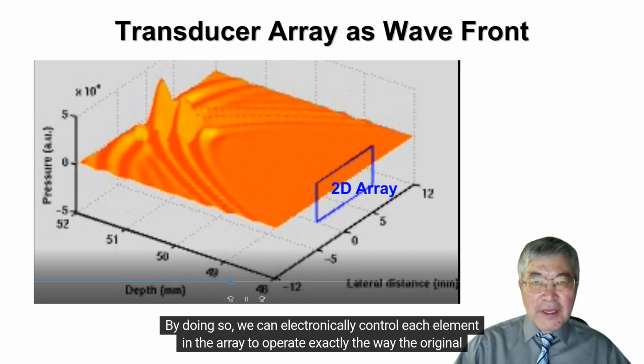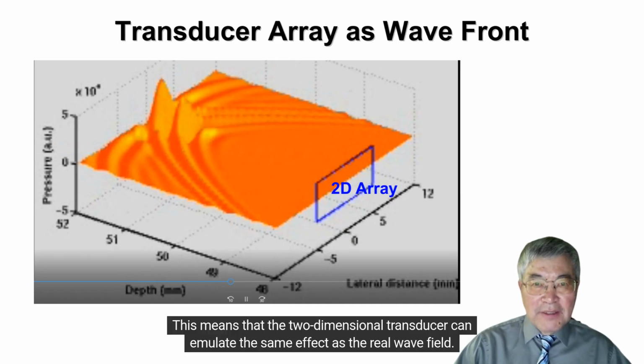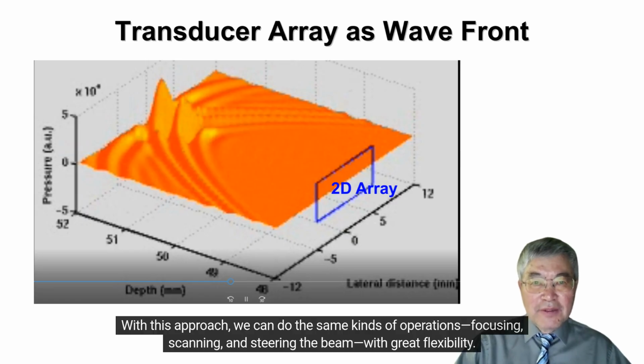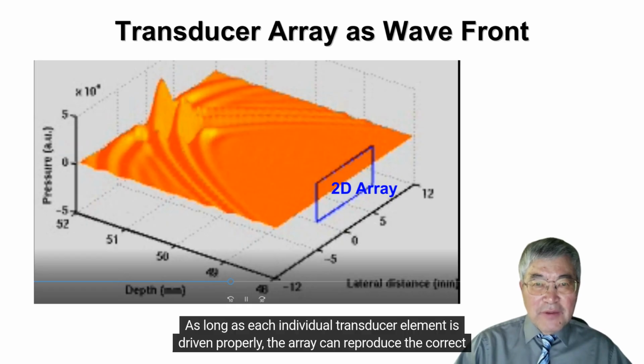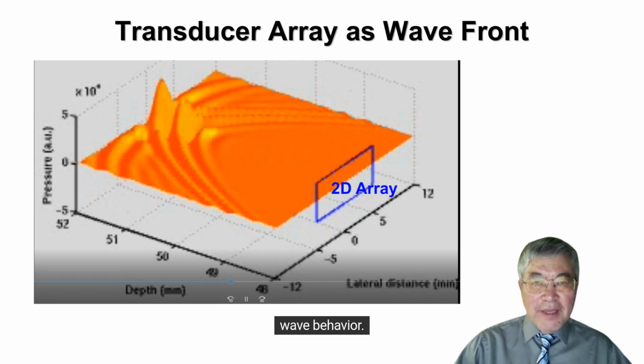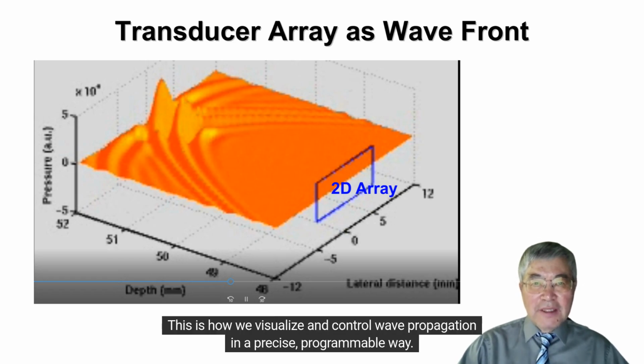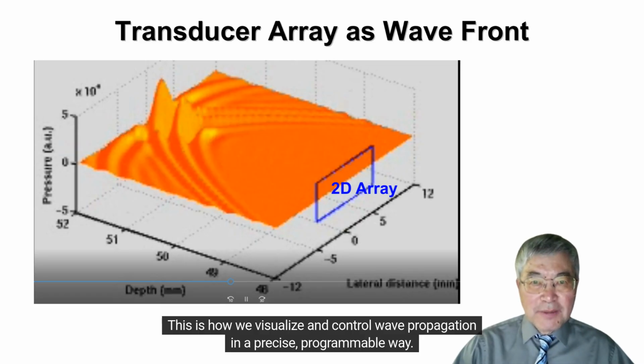By doing so, we can electronically control each element in the array to operate exactly the way the original wavefront would. This means that the two-dimensional transducer can emulate the same effect as the real wave field. With this approach, we can do the same kinds of operations, focusing, scanning, and steering the beam with great flexibility. As long as each individual transducer element is driven properly, the array can reproduce the correct wave behavior. This is how we visualize and control wave propagation in a precise, programmable way.